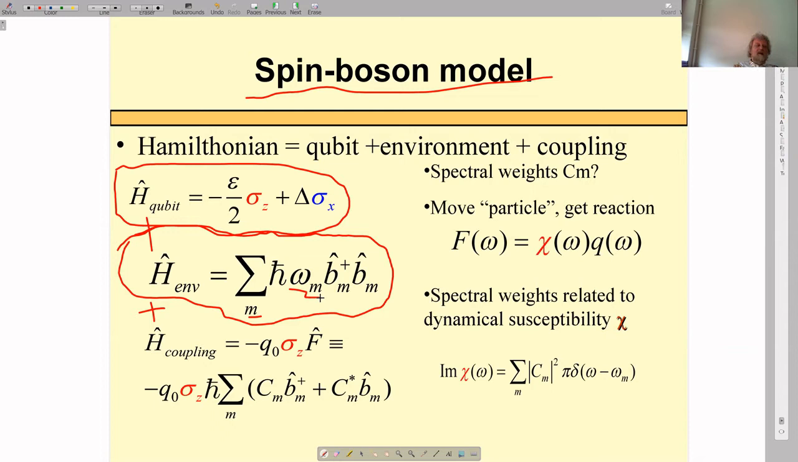The force we will make from the environment, as we did before, is a linear combination of bosonic modes with some coupling coefficients C. We still have to make sense of the C's. And what comes with this is, in fact, a displacement. Let me first recall that normally, in classical or quantum mechanics, we have a displacement coming with a force.